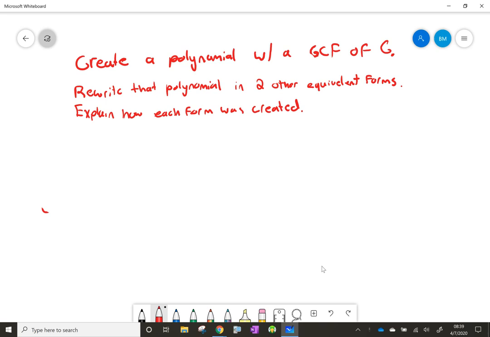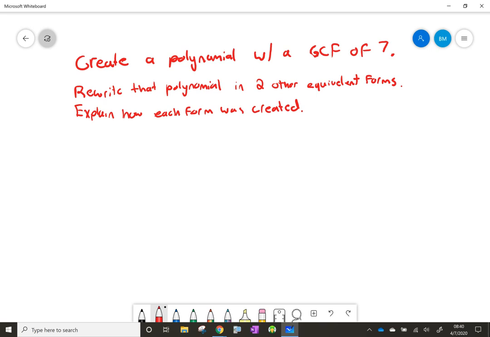So I want to give you an example, help you get started on how you should be thinking about this. Now, number 4 says create a polynomial with a GCF of 6. Rewrite that polynomial in 2 other equivalent forms and explain how each form was created. Now, to make my example different, I'm going to go with a GCF of 7 rather than a GCF of 6, but I will show you how I incorporate that number later on.